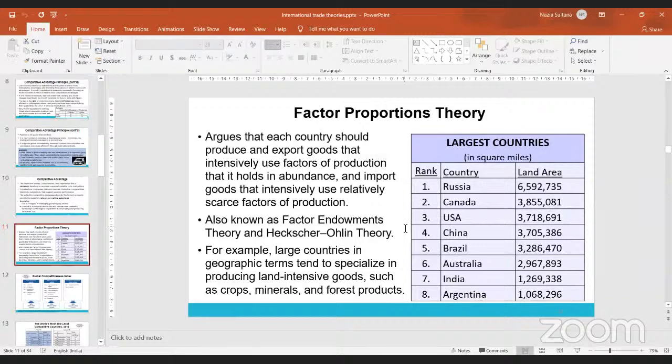This theory says that each country should produce and export those goods which intensively use the factors of production which are abundant to them, and import those goods and services which intensively use scarce resources that they don't have. If they produce that commodity, those scarce resources will be intensively used in its production. So let the country produce those commodities where the factors of production are available in that particular country.